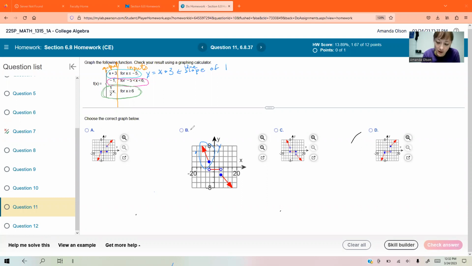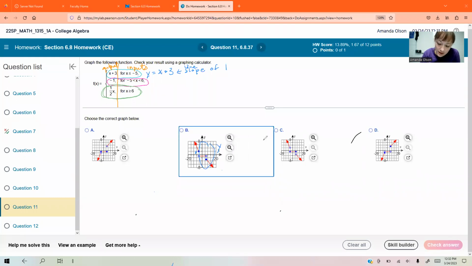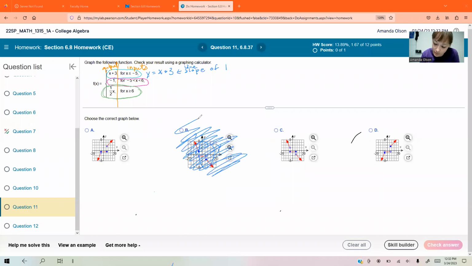My x value is less than -5. So I can cross off B. I can definitively say, hey, B can't be it. So I'm just going to eliminate B. It's not B. So let's keep moving on.